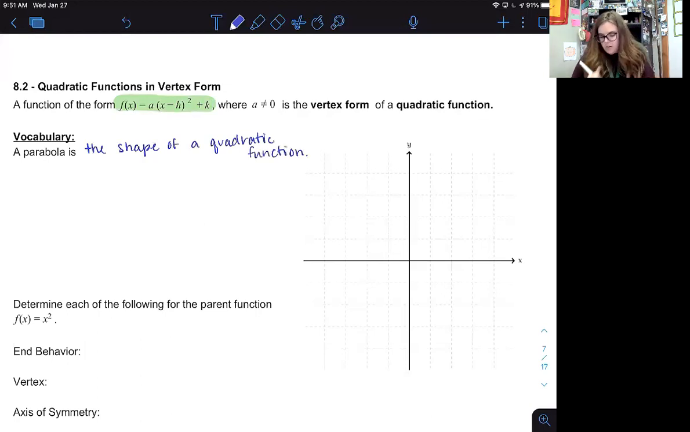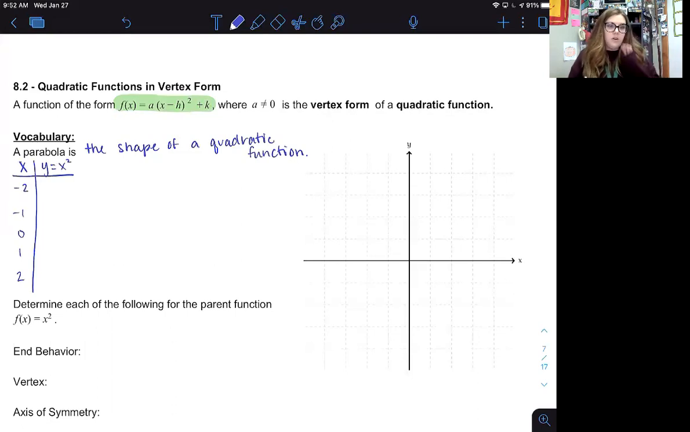All right, so determine each of the following for the parent function f of x equals x squared. We're going to start off by making a table, so we can figure out what the shape of this parabola or quadratic function looks like. We're going to use our x values -2, -1, 0, 1, and 2.